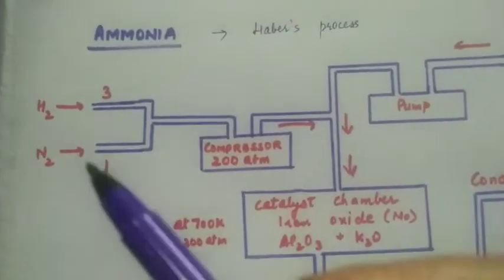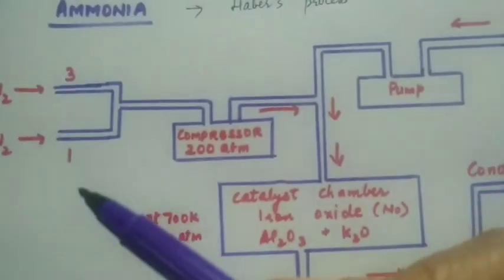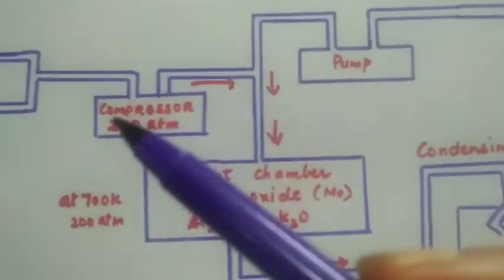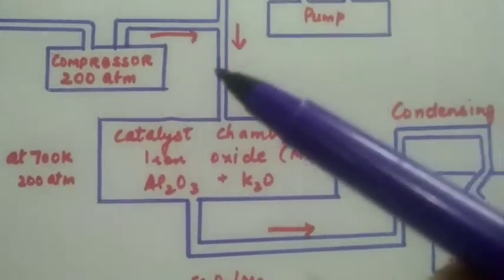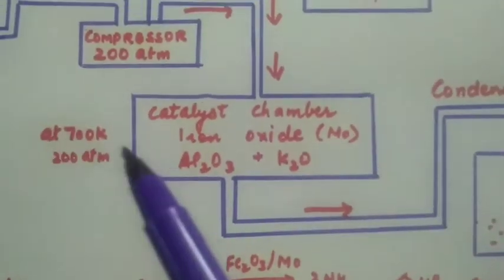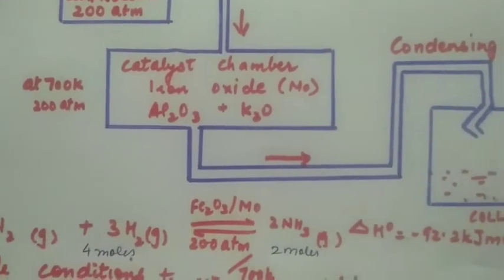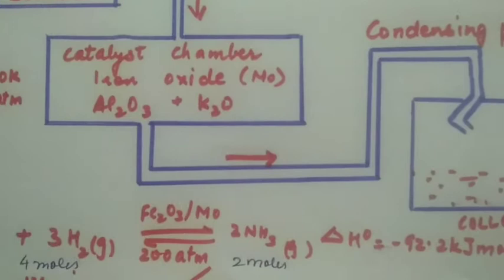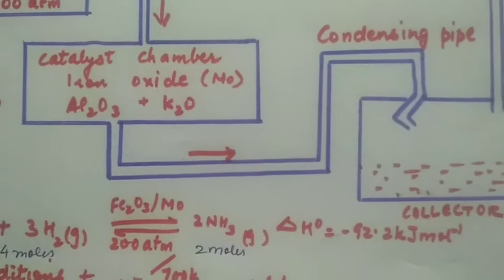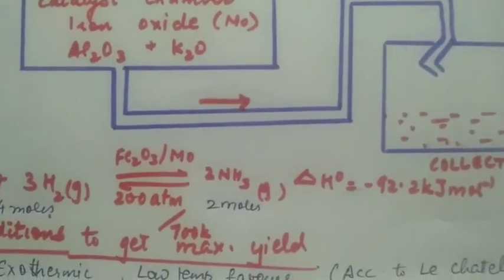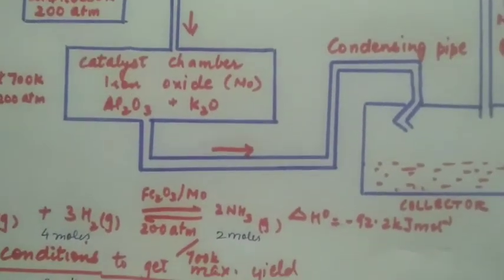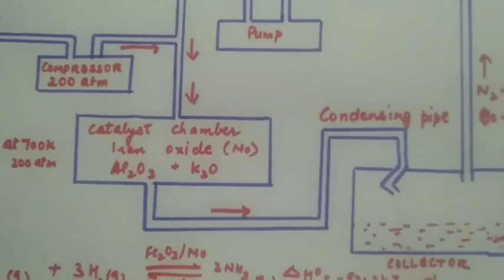Nitrogen and hydrogen are taken in the ratio 3:1 and passed through a compressor which compresses it to a pressure of about 200 atmospheres. This mixture is then fed into the catalyst chamber at a temperature of 700 Kelvin and a pressure of 200 atmosphere, where the catalyst iron oxide with molybdenum as supporter and aluminium oxide and potassium oxides as promoter will catalyze the reaction and convert it into ammonia.